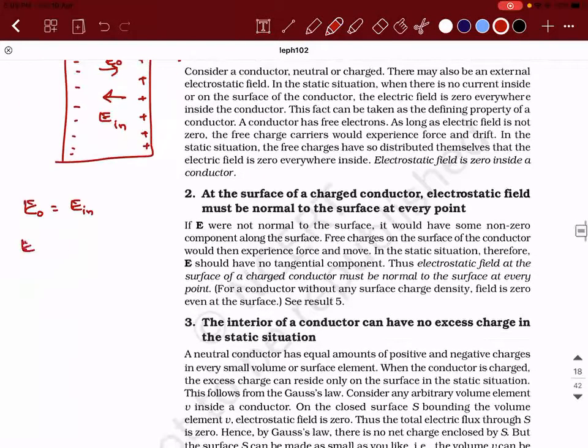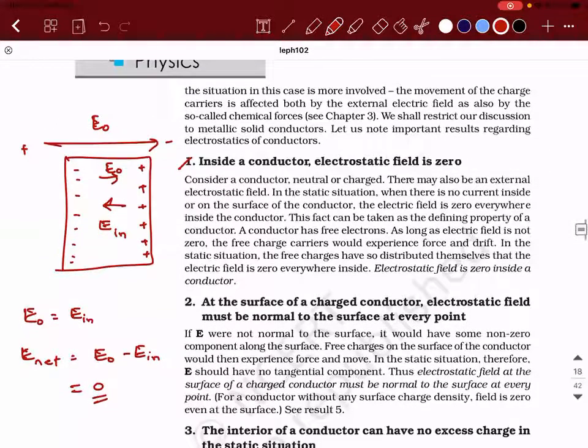So if I take the net electric field inside, can I write it as E naught minus E induced? When E naught is equal to E induced, then E naught minus E induced will be how much? So this is the meaning of the statement that is given. If I have to correct it, where they said electrostatic field, you have to say net electrostatic field inside a conductor is 0.